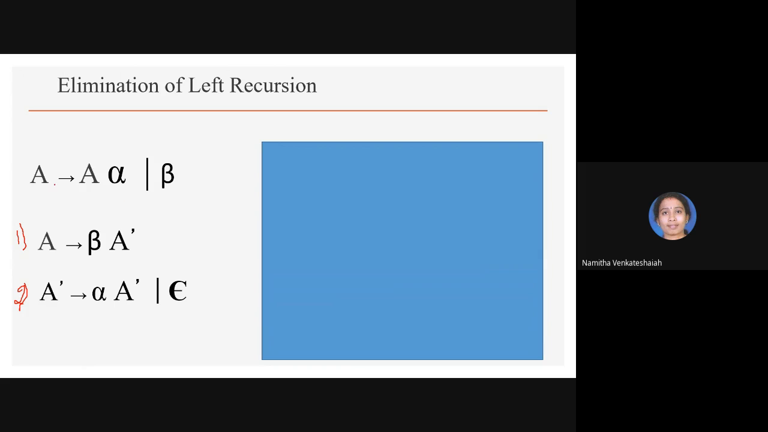Okay. This single grammar can be written in two steps. First is A produces beta A dash, and then A dash produces alpha A dash or epsilon. Now if you observe, there is no left recursion in these 2 grammars. So one line grammar got split into a 2-line grammar. That is A produces beta A dash, and A dash produces alpha A dash or epsilon. So this is how we do it.